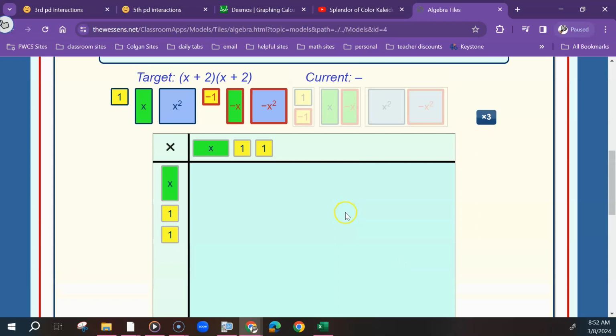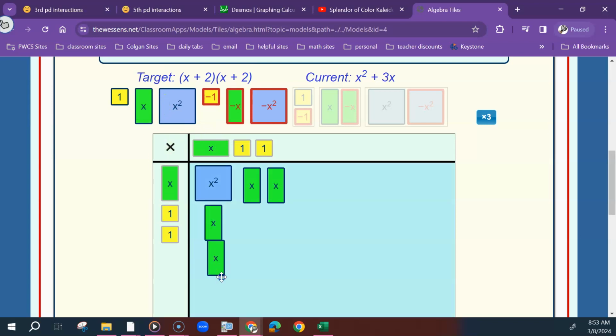Now when we have binomials times binomials, we do the same thing. So x times x would be what? X squared. We're multiplying the like bases, so we're adding the exponents. And then x times 1 is x. And then 1 times 1 would just be 1.